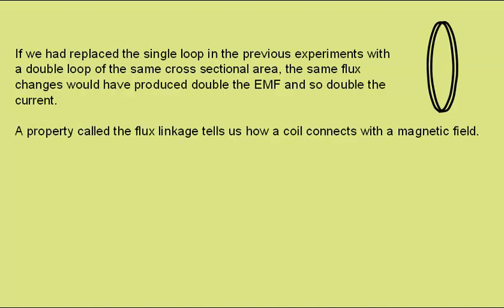A property called the flux linkage tells us how a coil connects with a magnetic field. Flux linkage, capital Phi, is equal to N times lowercase phi, the magnetic flux. Or we can write flux linkage is equal to BAN, as magnetic flux is equal to magnetic flux density B multiplied by area A.